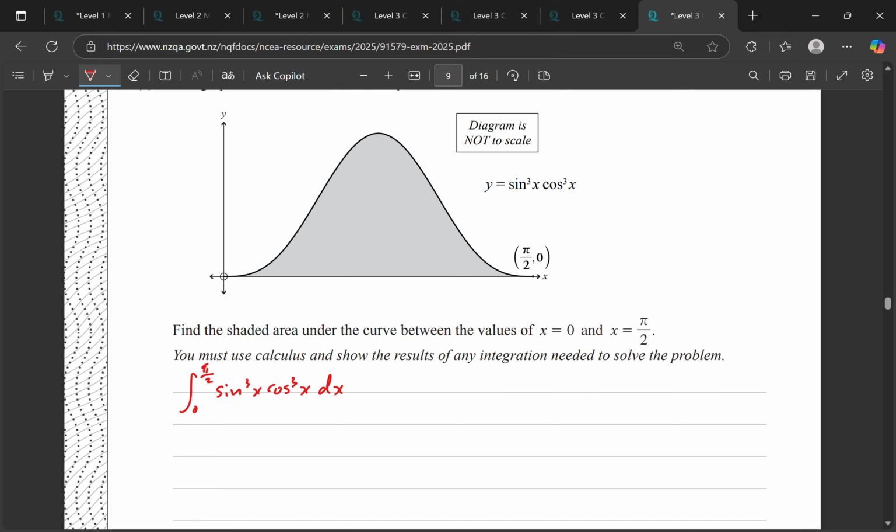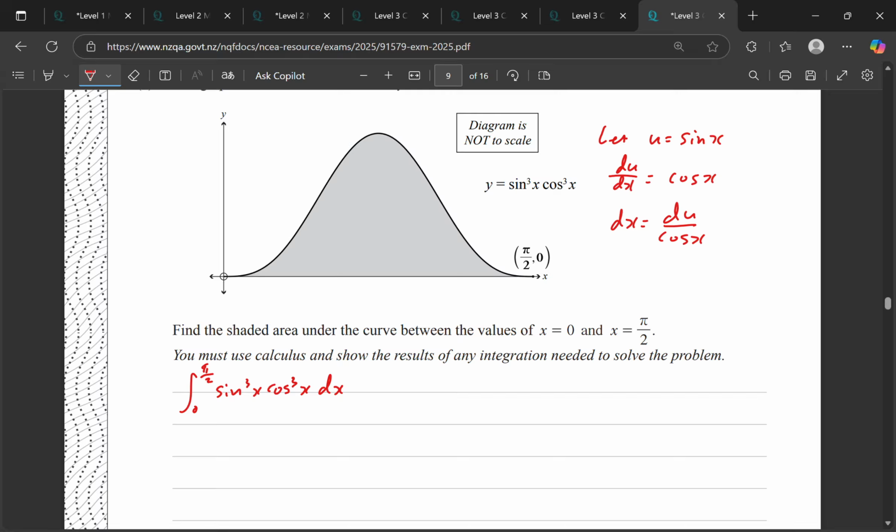So let u be sine x. What is du dx? It is cosine x, hence dx equals du over cosine x. So here we can reduce cosine cubed x to cosine squared x, because it's going to cancel out cosine x there. Cosine squared x equals 1 minus sine squared x, which becomes 1 minus u squared.